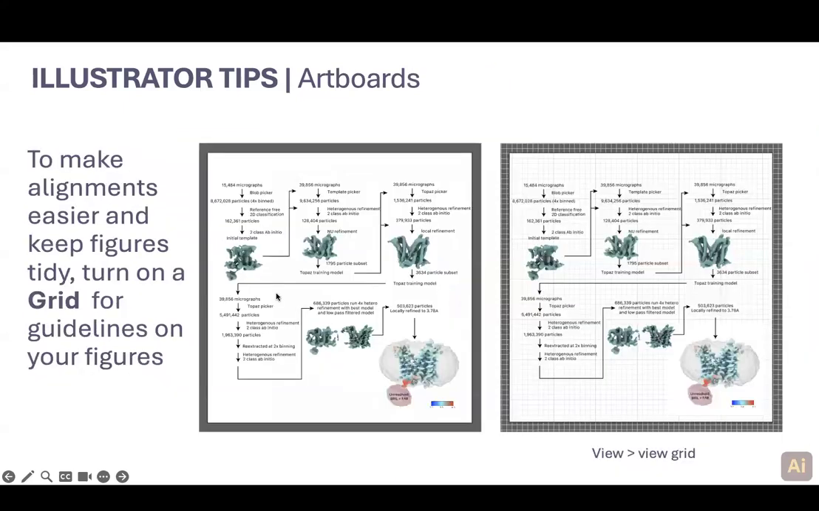Artboards also let you put a grid on, which can be great when you're making figures that have a lot of things to be aligned, or when you're going through your A, B, C, D paneling. A great thing is to turn on this feature so you can make sure all your things are properly aligned.